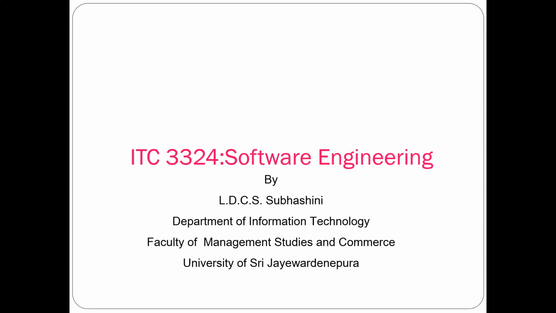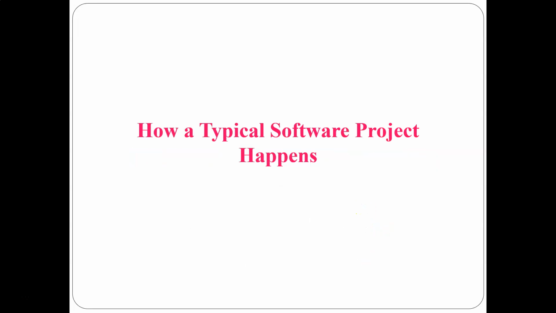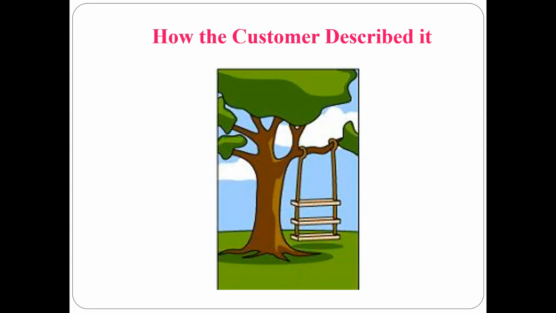Welcome to the new subject Software Engineering, ITC 3324. First, we are going to discuss how a typical software project happens in the industry. Let's say you are gathering requirements from the customer. After getting the requirement, the customer needs to describe that requirement. This is how they are going to describe what they want.